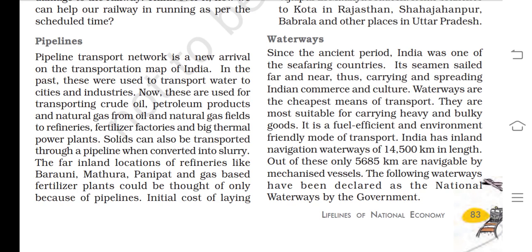Whenever you are talking about roadways or railways, they are much more damaging to the environment than water transport.